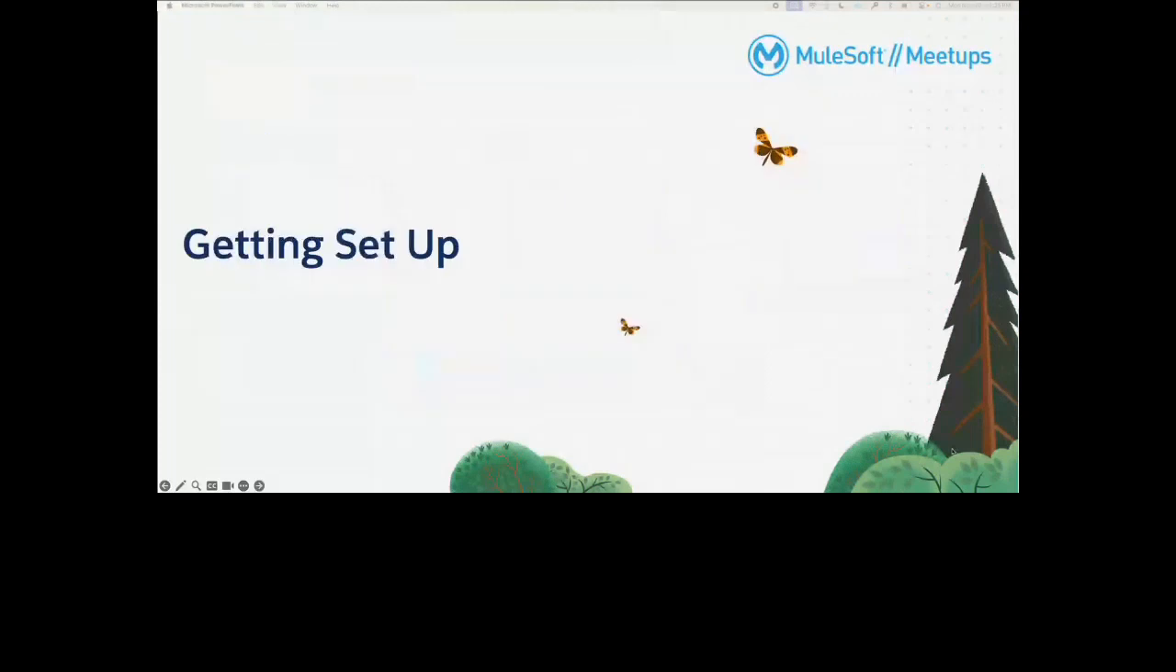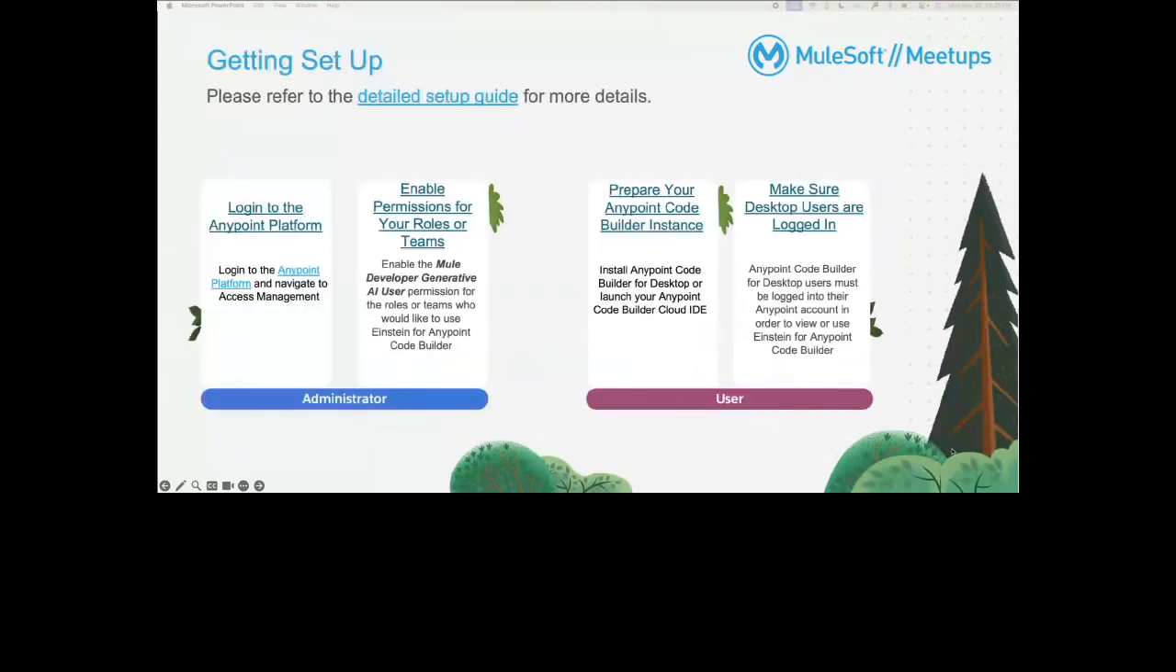So how do we get this set up, right? There are two roles here. One is the administrator role, the other is a user role. The user is the one who interacts with the Anypoint platform, or the one who interacts with the Anypoint Code Builder. And the administrator is the one who has to give permissions to these users. So let's talk from the perspective of the administrator, then we'll slide into the user's perspective.